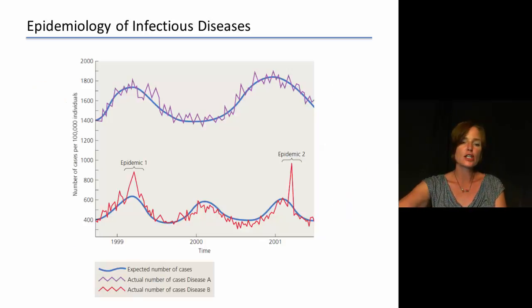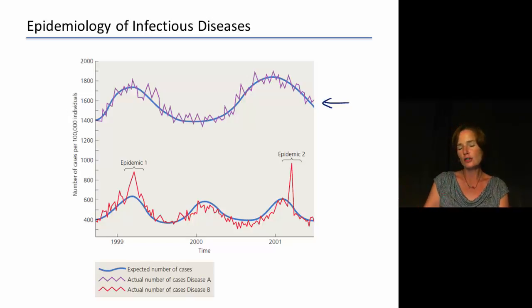Here's another way to look at it. You can see that an epidemic is an unusual number of cases. Just because you have a high number of cases does not necessarily mean that you're going to have an epidemic. You can see that in the disease being shown up here at the top, this is going to be the expected number of cases, shown by the blue line. And that one, we always have a high number of cases.